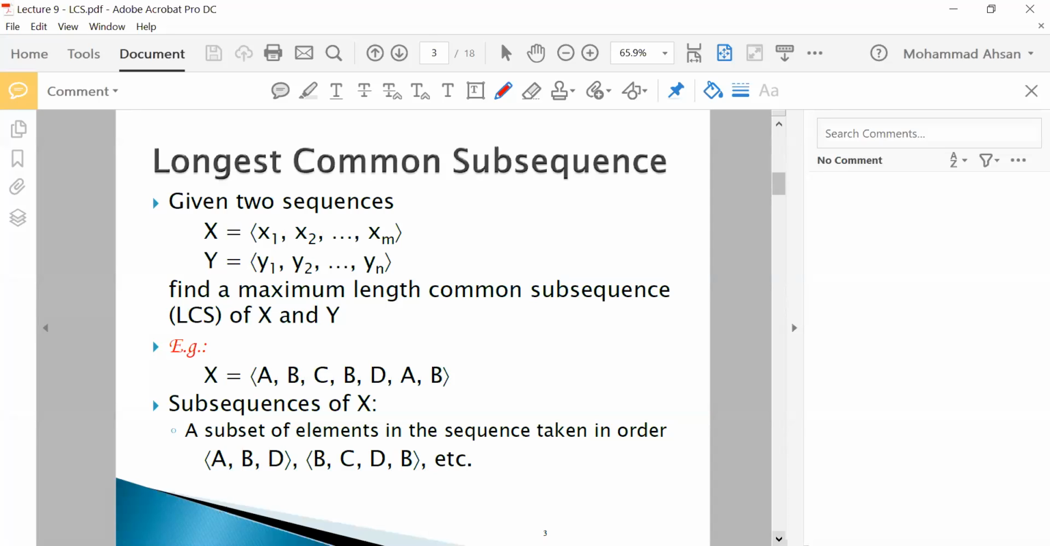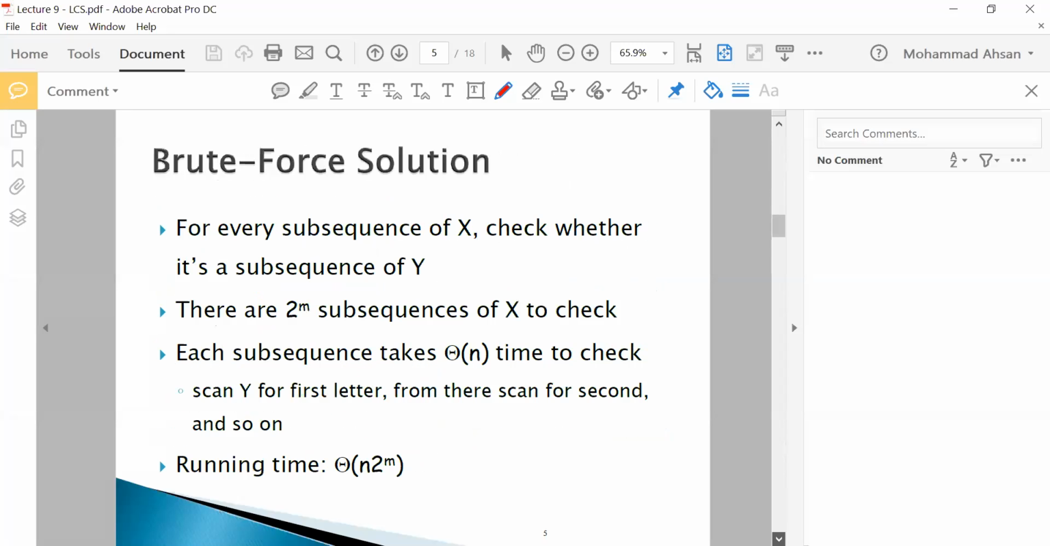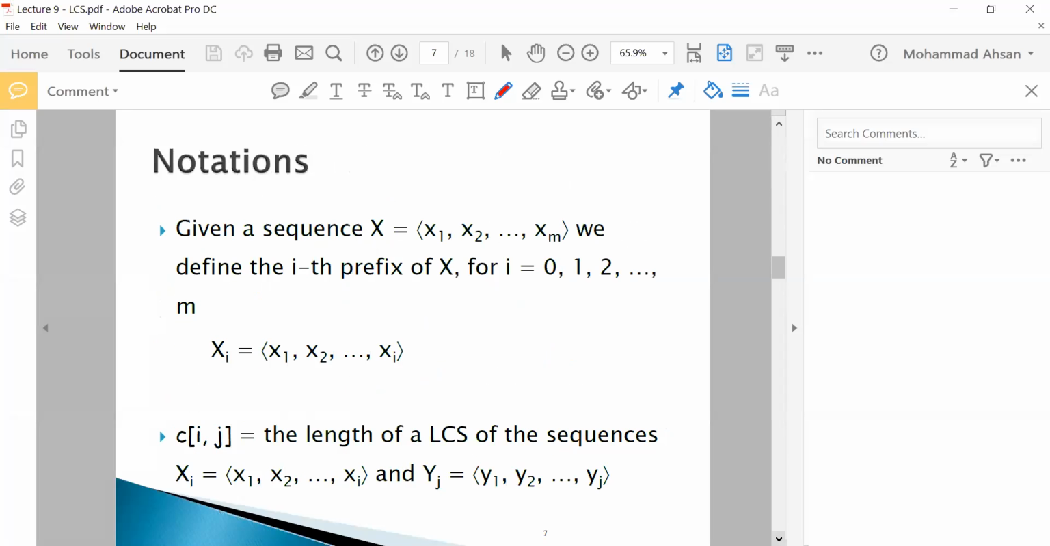To understand and solve this problem, we first define the prefix of a sequence. Given two sequences, we name the elements x1, x2, x3, and so on up to xm. m is the length of sequence x, n is the length of sequence y. Given a sequence, we first define the ith prefix of a sequence. I'll come to this in a while. The ith prefix of a sequence is the elements of the sequence up to the ith element.